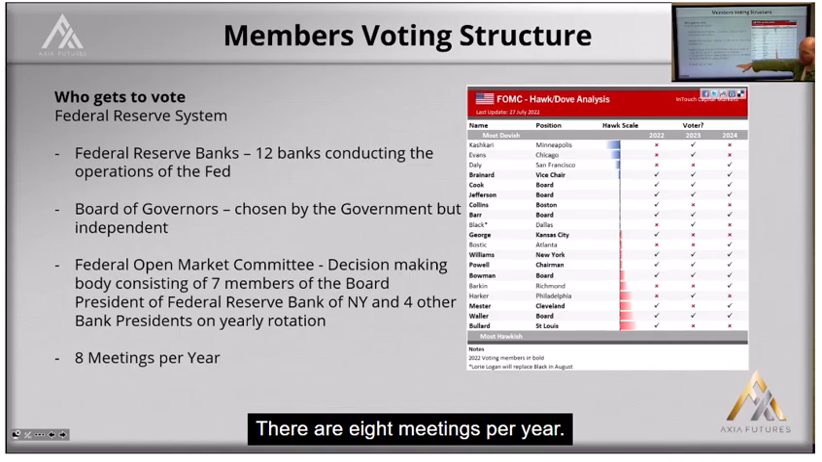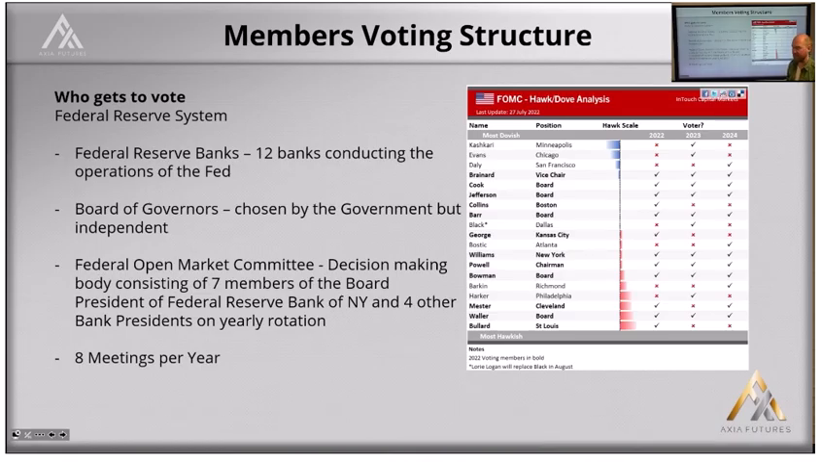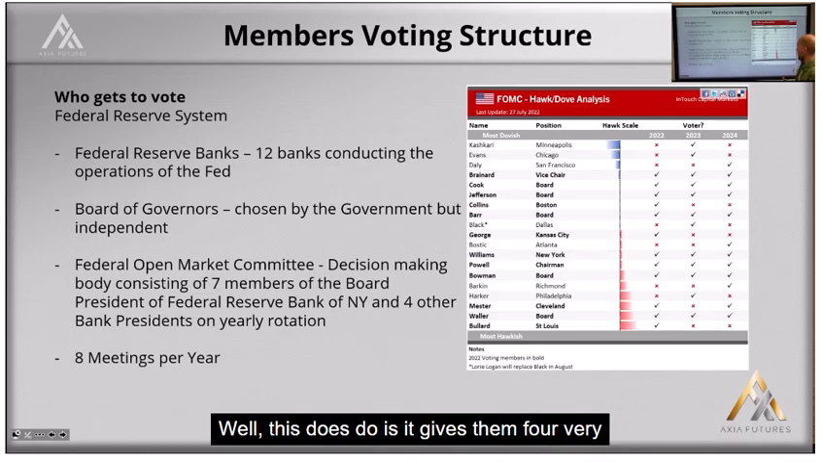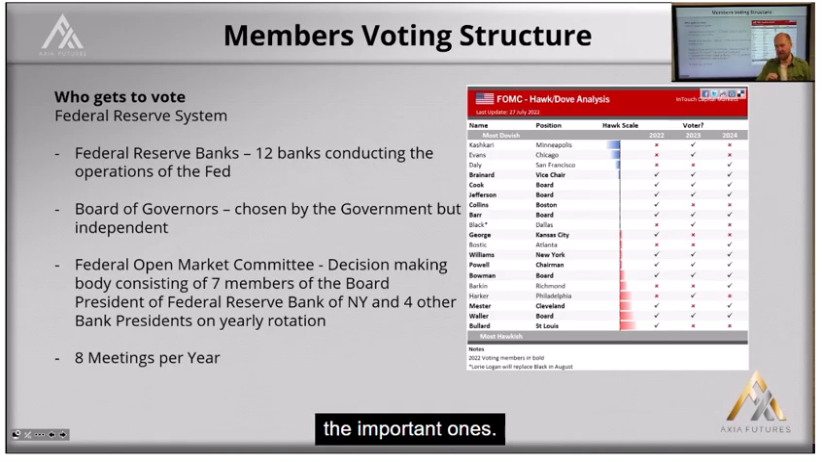There are 8 meetings per year from the Fed. Most central banks have now adopted this strategy of 8 meetings, 1 every 6 weeks, roughly. What this does is it gives them 4 very distinct end of quarter meetings, and they're generally the important ones. So that's the voting structure.